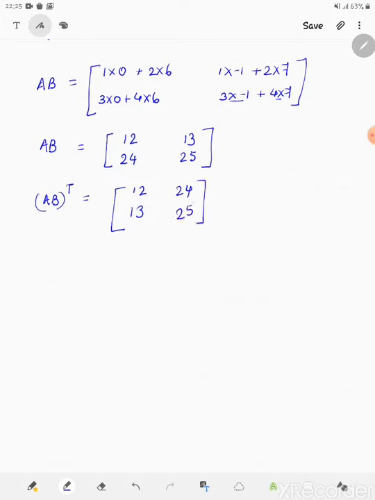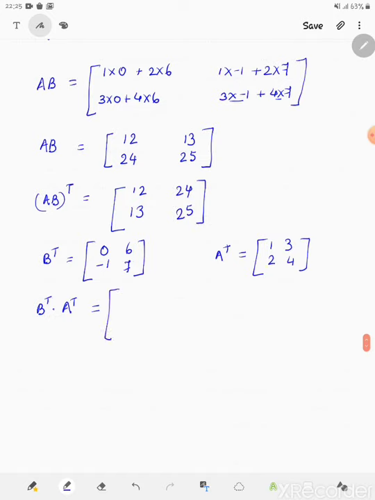Now let us separately do B transpose and A transpose. What is B transpose? B transpose is 0, -1, 6 and 7. A transpose क्या हो जाएगा? 1, 2, 3, 4. इस तरह से लिखेंगे. अब B transpose into A transpose निकालेंगे तो क्या हो जाएगा? यानी B के element से हम A को multiply करेंगे. B transpose हमारा pre multiplier होगा, A transpose post multiplier होगा.